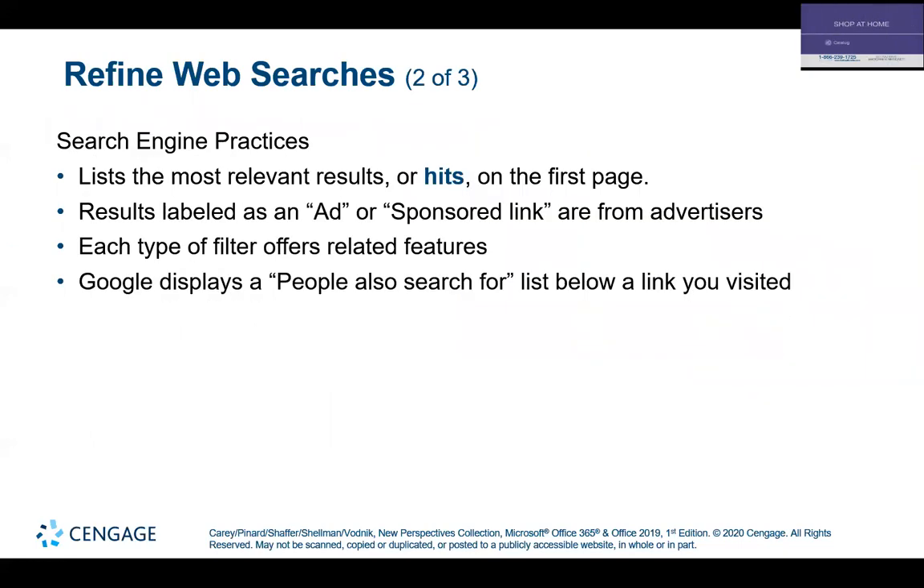So search engine practices list the most relevant results or hits on the first page. Results labeled as ad or sponsored link are from advertisers. Each type of filter offers relative features. Now, unless you don't care whether the information is actually biased, I would stay away from the ads or the sponsored links. Okay. Google displays a people also search for list below a link as you visit it. So you can actually see what direction other folks were going in once they started to look up the information for that link.